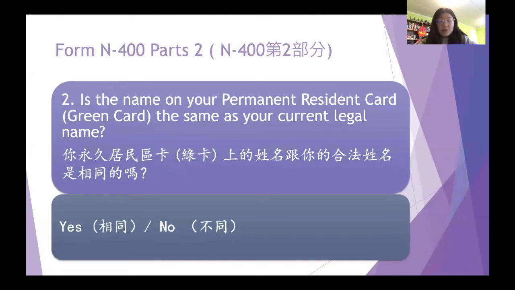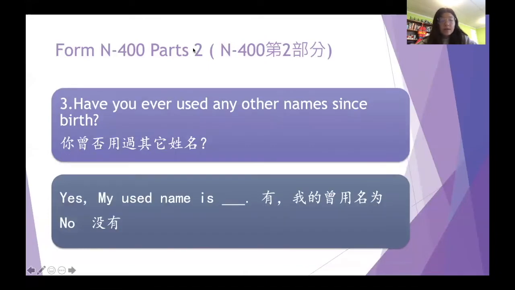好，我们再读一遍。Is the name on your permanent resident card the same as your current legal name? Permanent resident card 就是指绿卡或者 green card。答案是 Yes, 相同，或者 No, 不同。第三，Have you ever used any other names since birth?